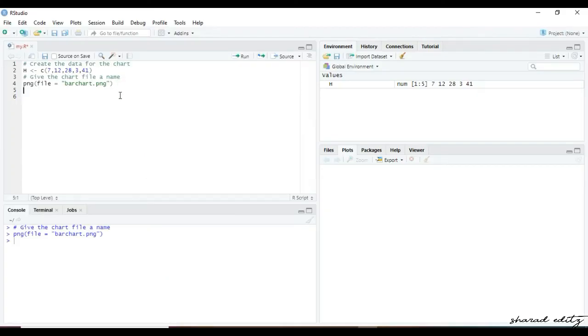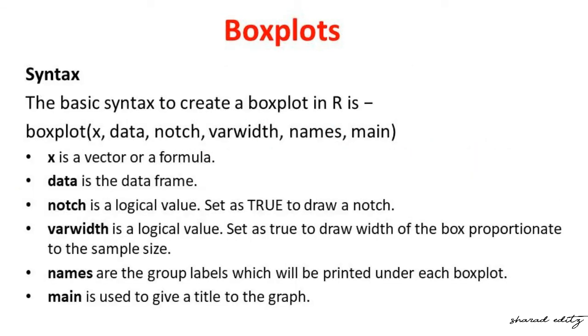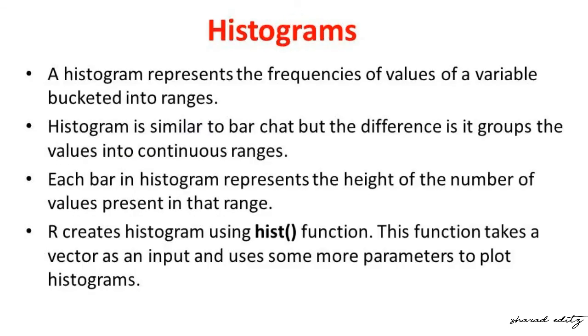Next is xlab. Xlab is the label for the x-axis. Ylab is the label for the y-axis. Main is the title of the bar chart. Names.arg is a vector of names appearing under each bar. Col is used to give colors to the bars of the graph.